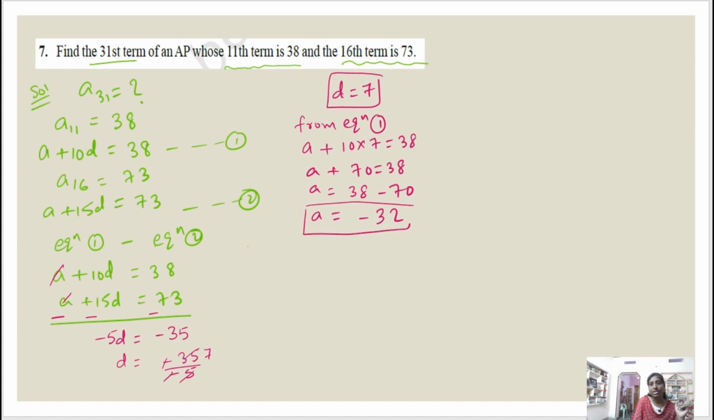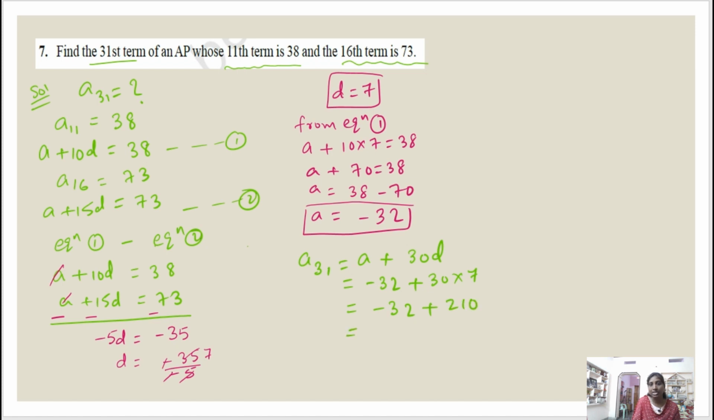Now we have the first term and the common difference. So now we can find any term: 31st term, 32nd term, 39th term. So we have to find out the 31st term. So A31 is equal to A plus 30D. So it is equal to minus 32 plus 30 into 7. So it is equal to minus 32 plus 210.